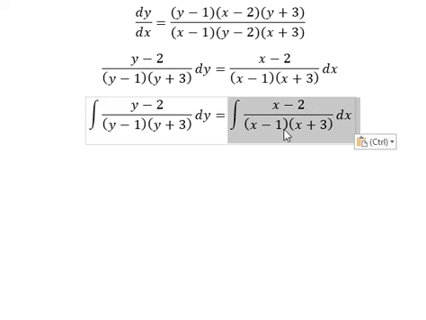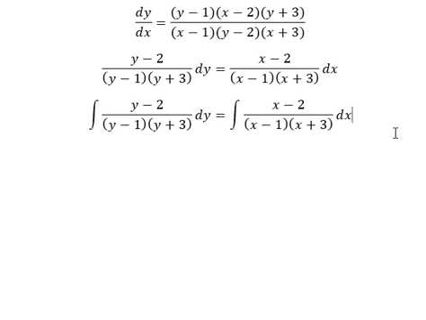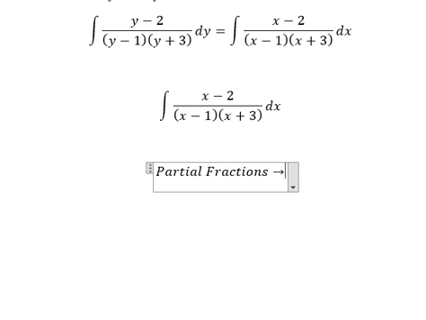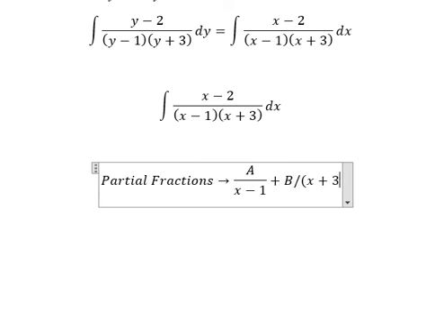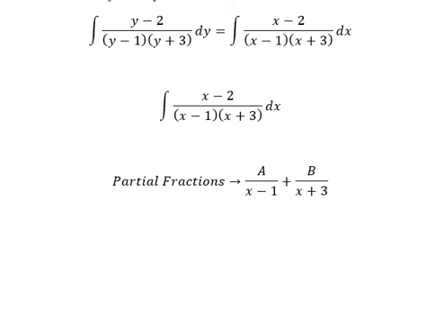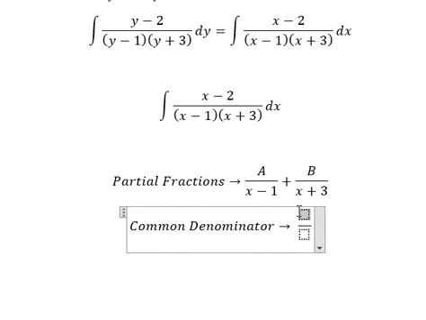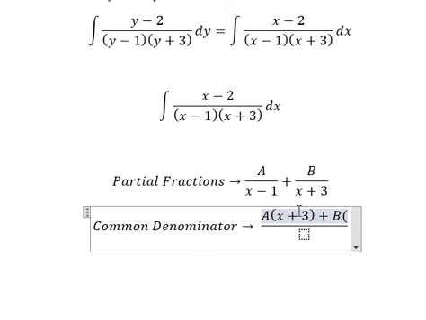Now I will calculate this one because this is similar to this one in here. Next, I will use partial fractions. So I will put capital A over s-1, capital B over s+3. Next, I will do common denominator. So we have A multiplied by s+3, B multiplied by s-1.